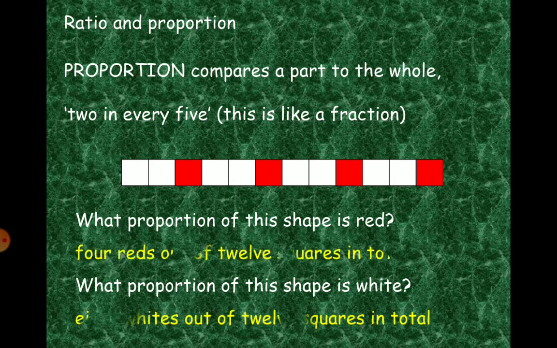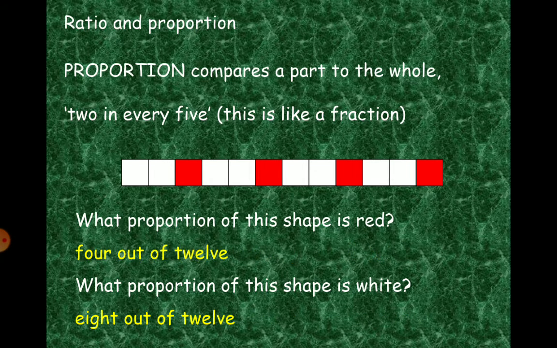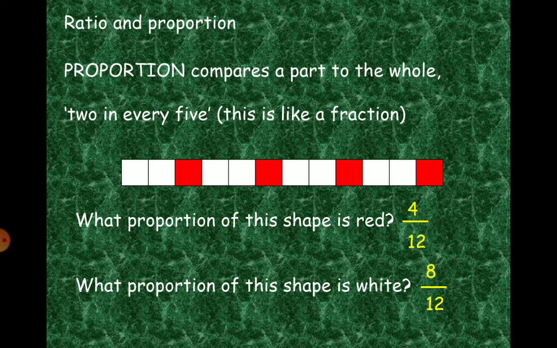So we can write 4 reds out of 12 squares in total, and 8 whites out of 12 squares in total. There are many methods of writing: 4 out of 12, 8 out of 12, or 4 upon 12, 8 upon 12, and then this horizontal one. When you simplify, you get 1 is to 3, 2 is to 3.